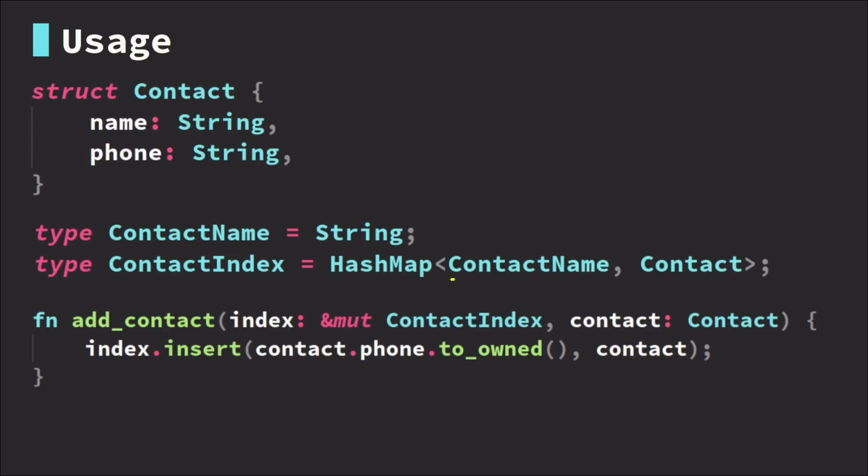You may have noticed that our hash map is keyed on the contact name. However, in our function, we took the contact's phone number and used it as the key. You'll note that both of these fields are strings, and we accidentally used the phone number instead of the contact name when we inserted the contact into the hash map.